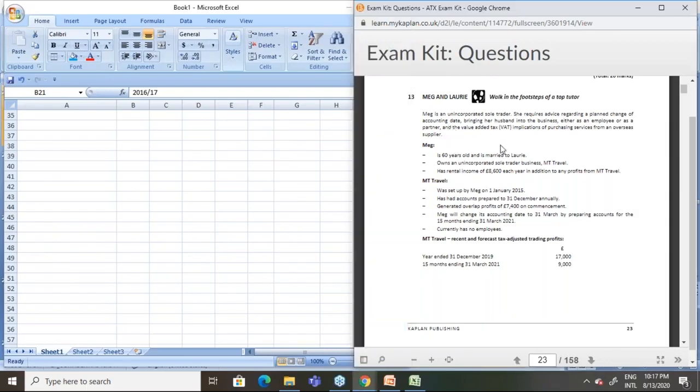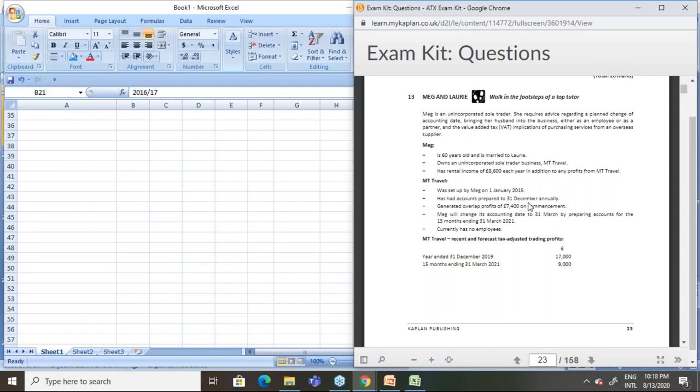Meg is an unincorporated sole trader. She requires advice regarding a planned change of accounting date, bringing her husband into the business either as an employee or as a partner, and value-added tax. Meg is 60 years old and is married to Laurie. She owns an unincorporated sole trader business, MT Travel, and has a rental income of 8,600 each year in addition to any profits from MT Travel. MT Travel was set up by Meg on 1st of January 2015.